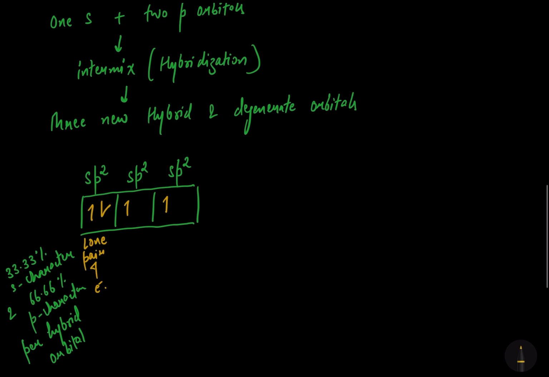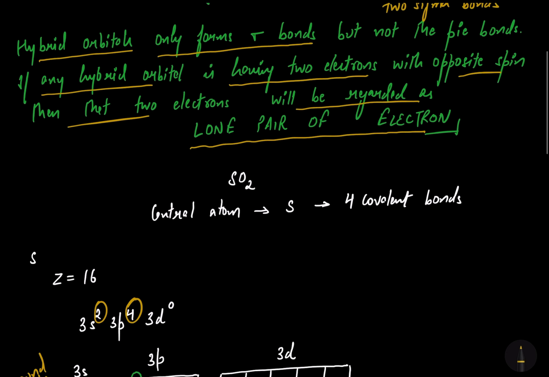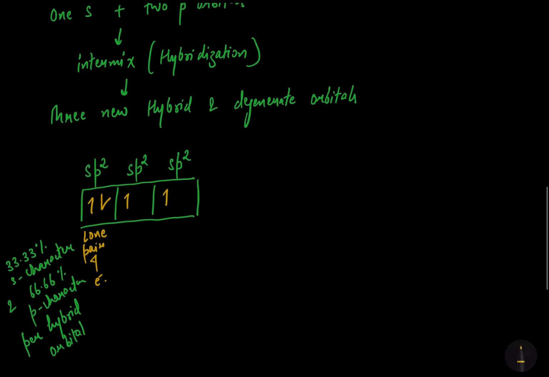So let's come back to the Lewis structure. Which lone pair of electrons? We are talking about the sulfur. So we got this lone pair of electrons in hybridization. So that's our lone pair of electrons. These two electrons are present in one of the sp2 hybrid orbitals.